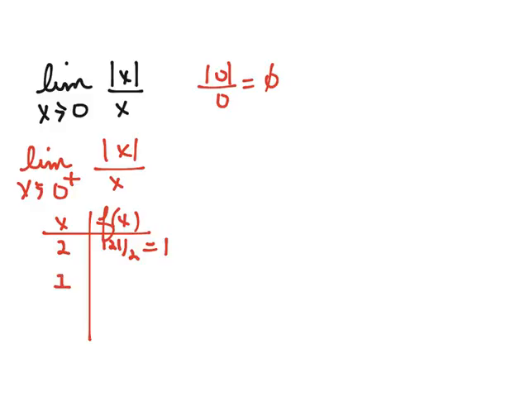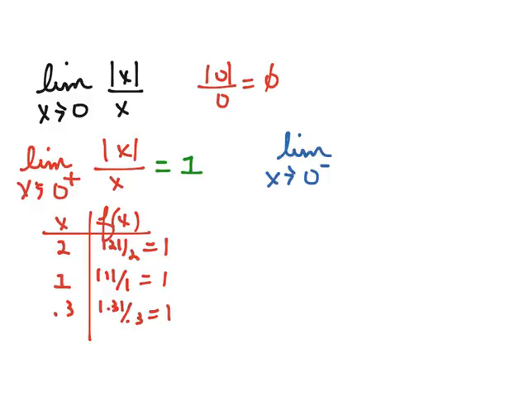If I substitute in 1, I would have the absolute value of 1 over 1, which is equal to 1. If I substitute in 0.3, I would have the absolute value of 0.3 divided by 0.3, which is 1. So it appears that if we get closer and closer to 0 from the right of 0, our values are at 1.